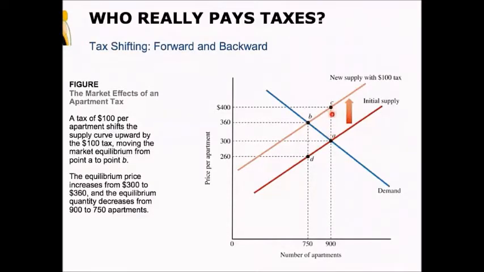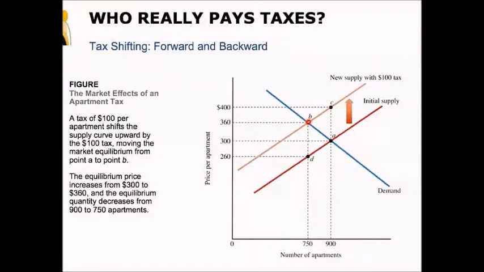Now who pays that $100? Well, at the new supply curve we can see there's a new equilibrium at point B. At point B there's only 750 apartments being supplied at a price of $360 per apartment. So we can see that the price has risen from $300 to $360. That means that consumers are going to be paying $60 more. And so $60, or 60% of that $100 tax, will be paid by people renting apartments, or consumers.